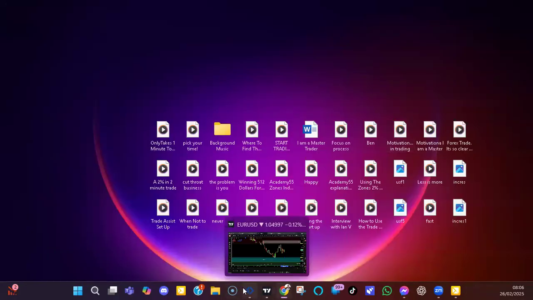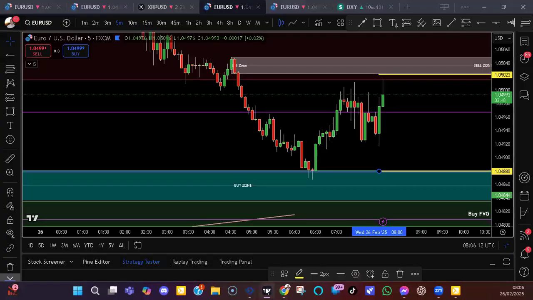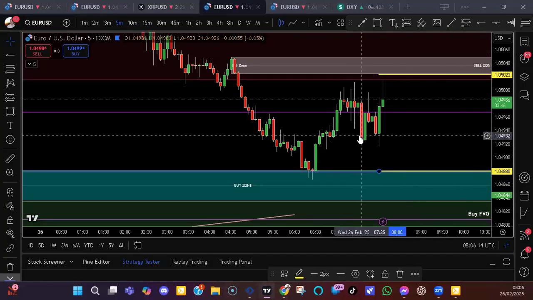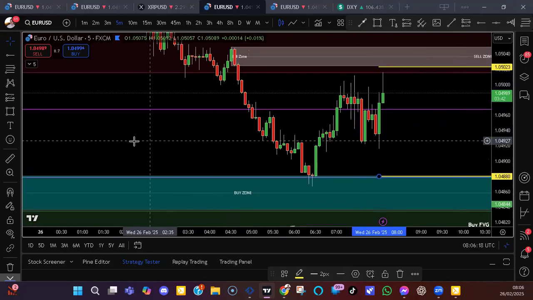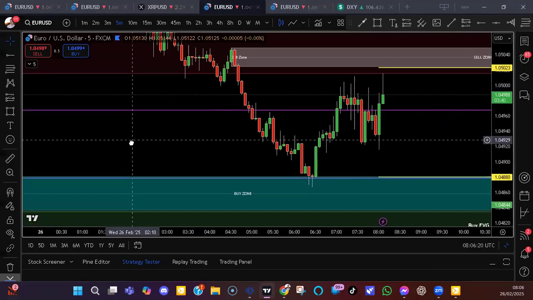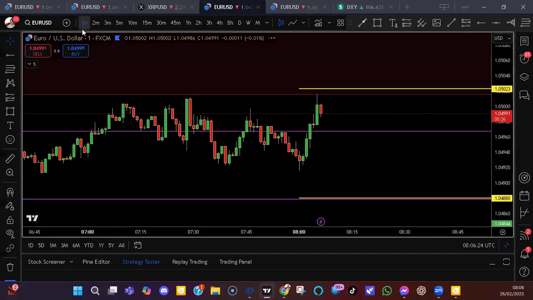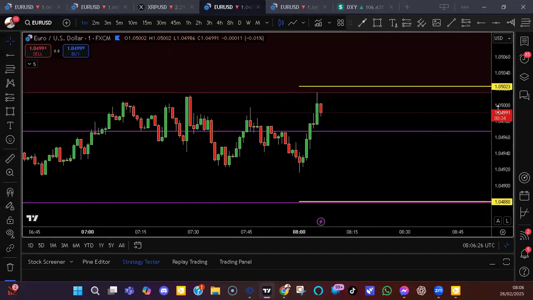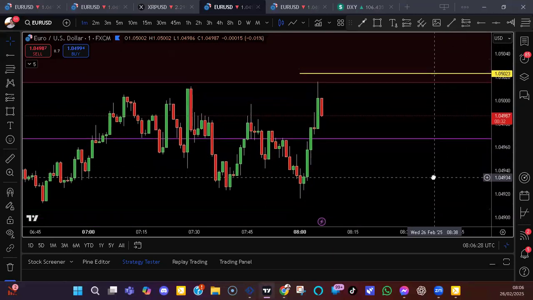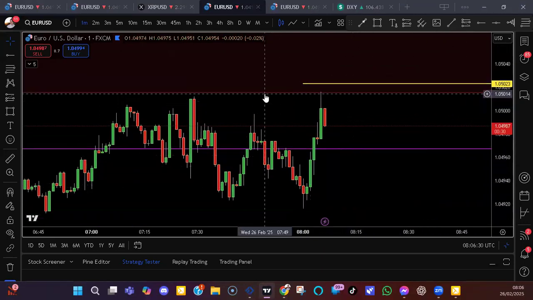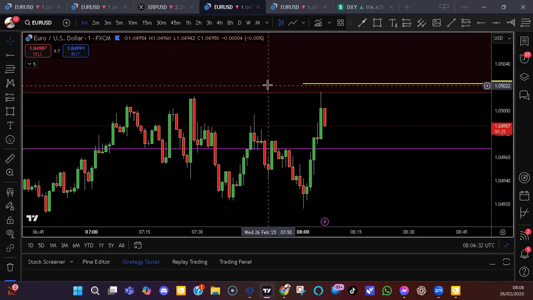Okay, so go off that. We'll go back onto our TradingView chart as of now, and we will go back to the minute. We've got all our lines already. There is the start of the imbalance.